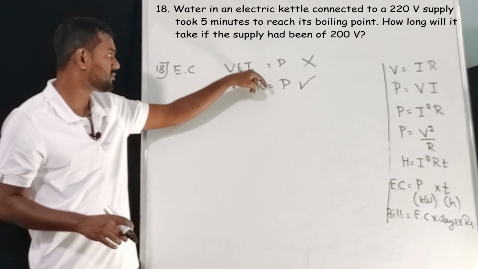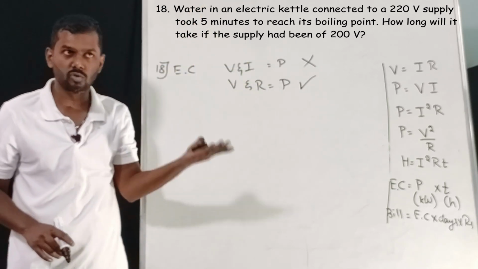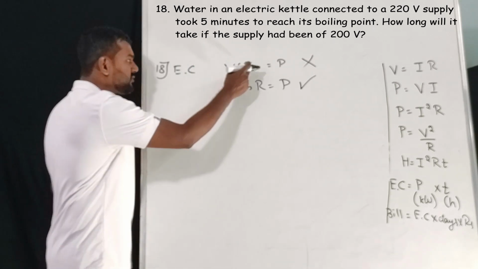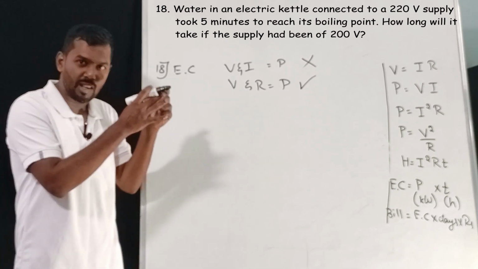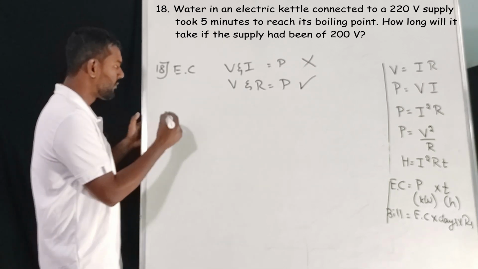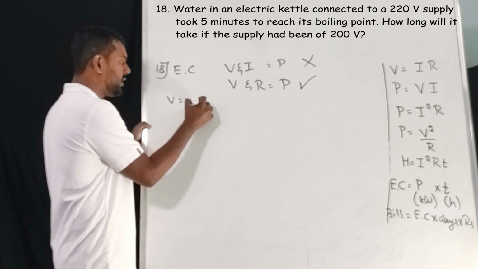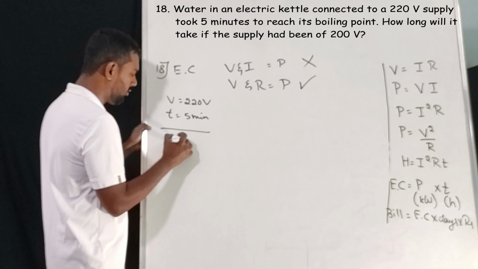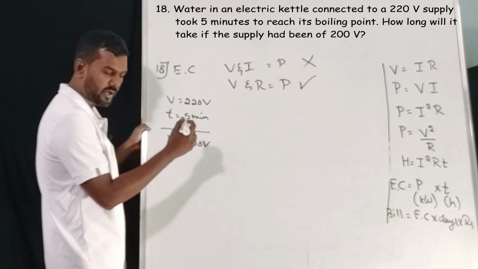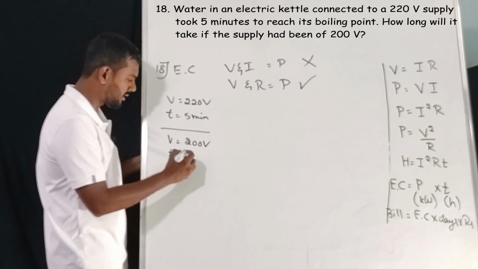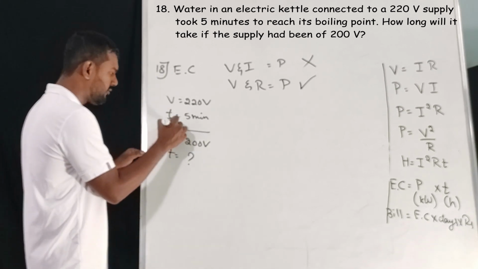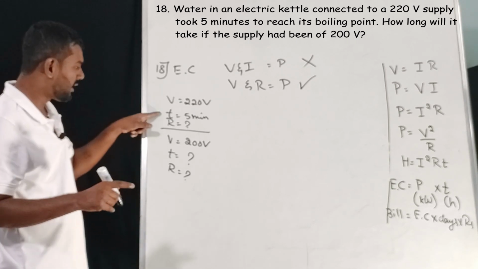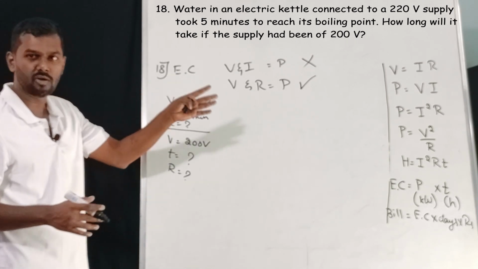Why? Because if you use that one, the voltage changes. See, initially it is 220, now it is 200, so definitely current also changes. So we cannot use this formula. The value of resistance is not given, but we'll apply it in the formula and see what happens. First they have given voltage as 220 volts and time as 5 minutes. Then the voltage is reduced to 200 volts and they are asking how much time it will take. In both cases we don't know R, and the only thing we know is that resistance in both cases remains the same. That is what we are going to use.